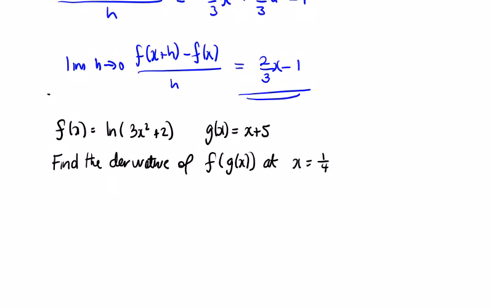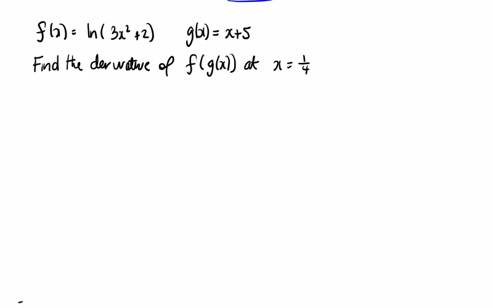Okay, next question. f of x is equal to the natural log of 3x squared plus 2. g of x is equal to x plus 5. Find the derivative of f of g of x, this composite function here, function inside a function, at x equal to a quarter. Okay, so we need to put g of x inside f. So this x plus 5 goes into this x here.